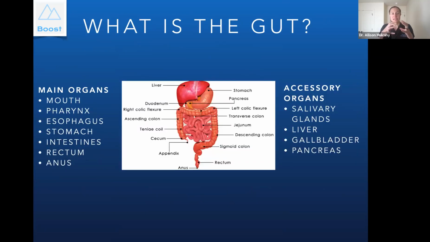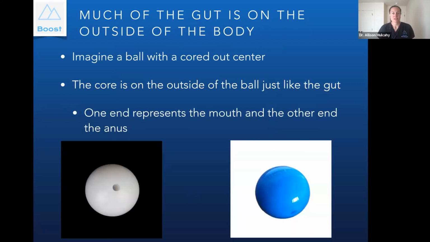The main organs that we think about as the gut are the mouth, the pharynx, the esophagus, the stomach, intestines, rectum, and anus. And then we have a bunch of accessory organs that help supply the gut with digestive enzymes and basically help support digestion. One thing that I think is important to think about when we're thinking about why the gut is so important is that the gut is actually on the outside of the body.